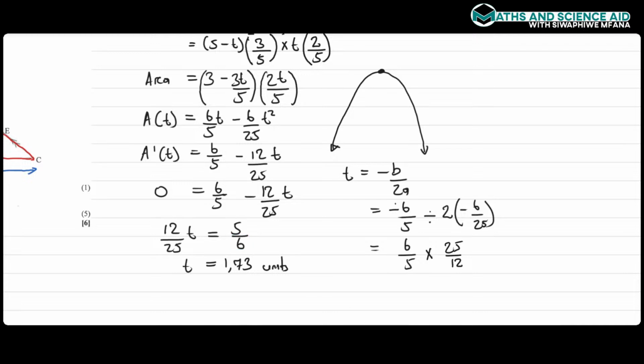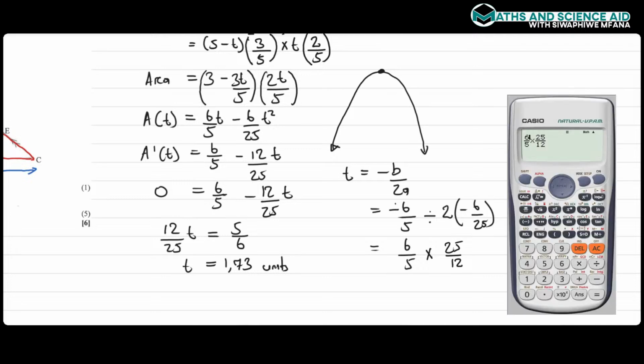So this answer here will change slightly. I'm now changing it here on the calculator. So it will be 6 over 5 multiplied by 25 over 12. Let me show you the calculator. Yes, so this is how this is supposed to be. So this should have been 6 over 5, so this is not going to be our value of t.